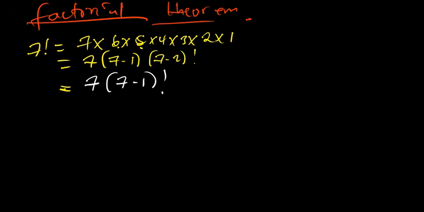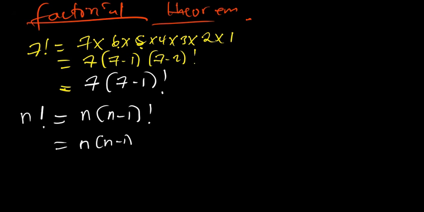But what if I've got n factorial? For n factorial, I write n open brackets n minus 1. If I decide to end here, I put factorial. There's no difference. I can keep on going, n minus 1, n minus 2, and if I want to end here, I just put a factorial. That's basically the factorial theorem. Nothing complicated, right?